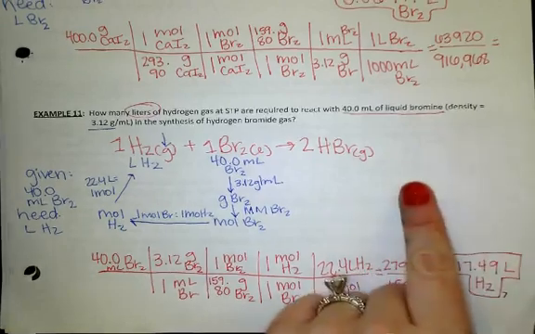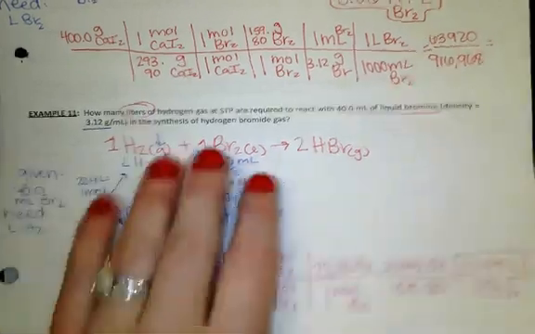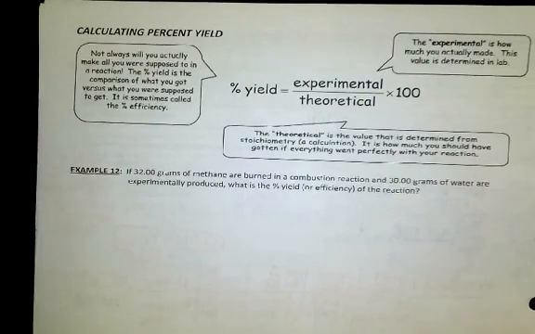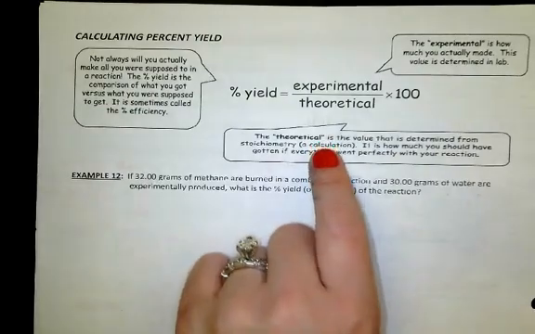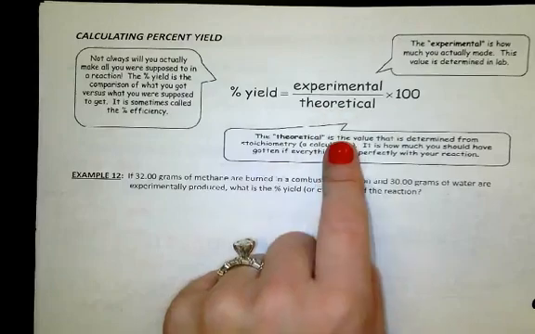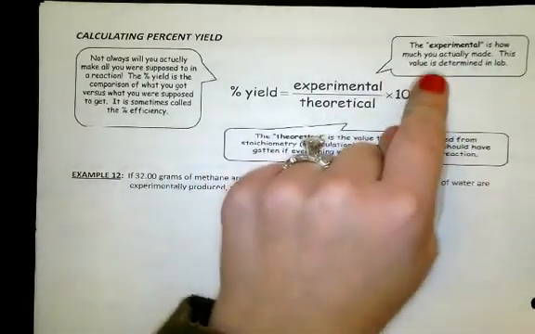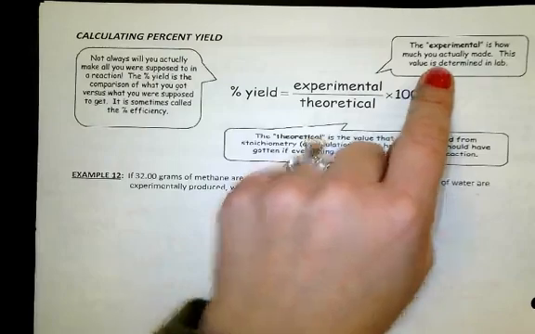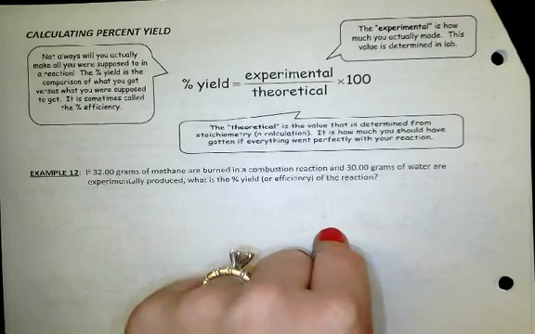Now the last thing we're going to talk about today is calculating percent yield. Okay? So in a perfect world, we will make 100% of the theoretical yield. Now remember, the theoretical yield was calculated using stoichiometry. Okay, that is how much we theoretically can produce. Now the experimental yield is what you actually made. So you went into the lab, you did this reaction, and it's what you actually produced. Now the percent yield is what percentage of my theoretical did I actually get.